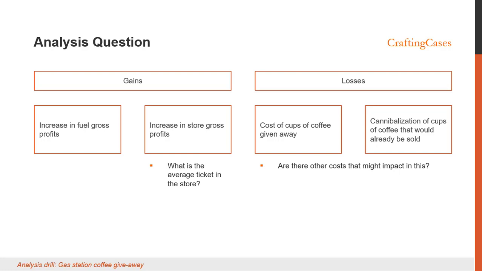And the obvious loss is cost of giving away cups of coffee. The non-obvious one is the cannibalization of cups of coffee that would already be sold. And if you notice, here there's a logically missing piece of data. I could not move on without knowing the average ticket in the store to know the increase in store gross profits. But there's a piece of data missing that's not logically missing.